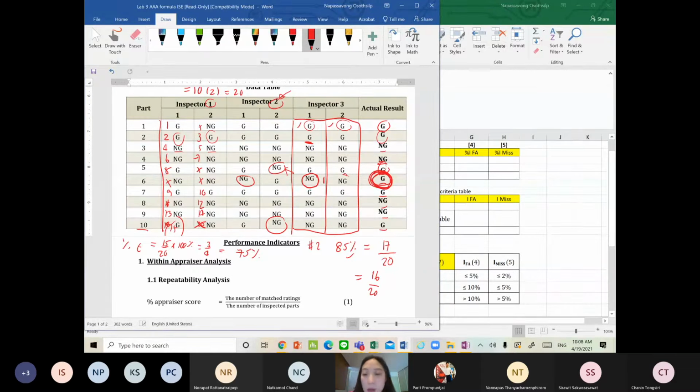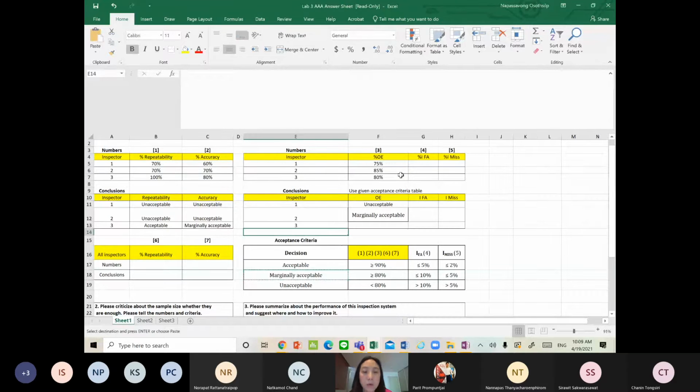Okay, Nanapat, could you please tell the conclusion? Marginally acceptable. Okay, good, because it's exactly at 80%, okay? At 80% is marginally acceptable. Okay, good.